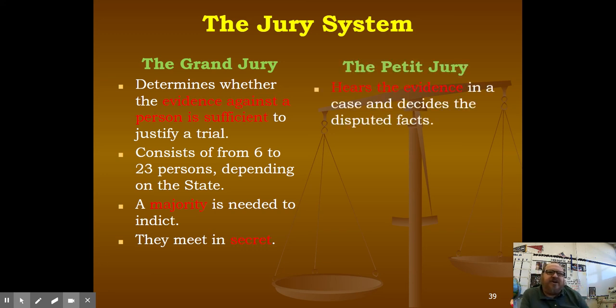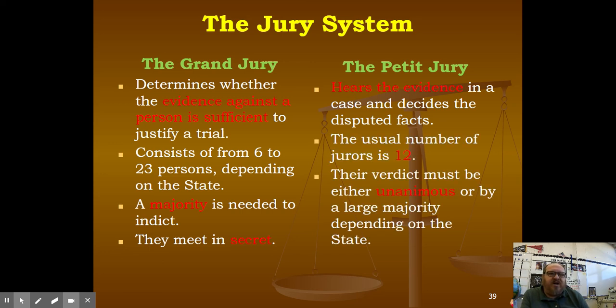There's a petit jury. The petit jury hears the evidence in a case and decides the disputed facts. That's the jury that most of you are going to be more associated with. So when you get jury duty, it's for the petit jury. That's usually a number of 12. The verdict must be either unanimous or by a large majority, depending on the state. Most of them are unanimous.